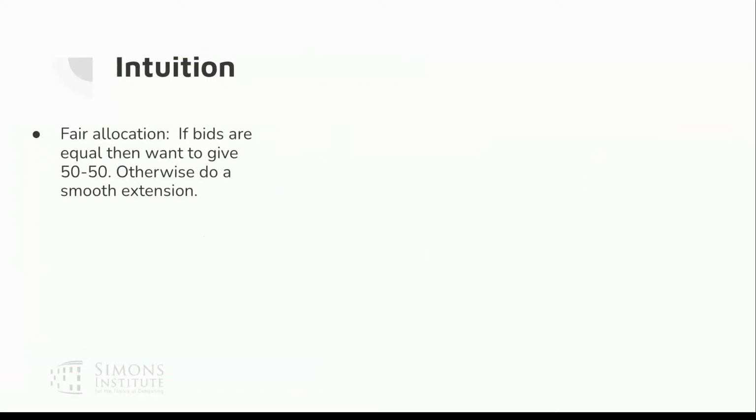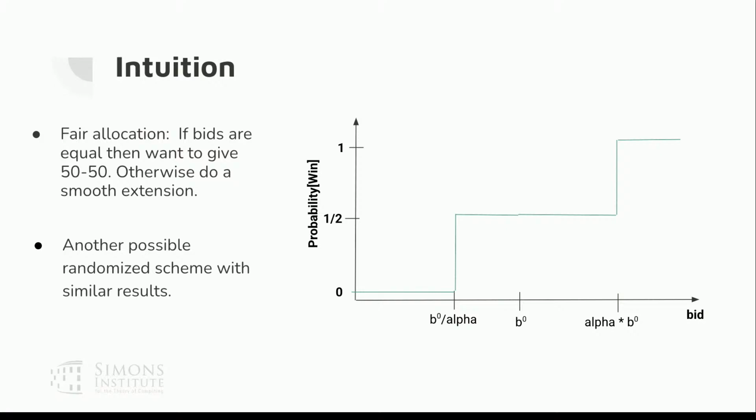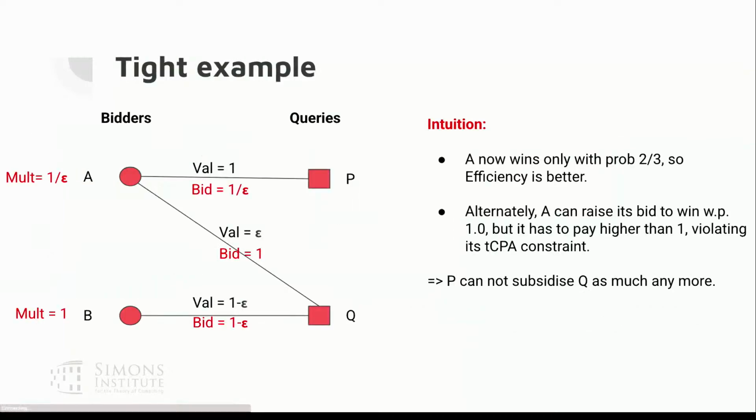What's the intuition here? You can think of it as a fair allocation, in a loosely used term: if the bids were equal, then you ideally want to randomize 50-50. And this is a smooth extrapolation of that. You can think of other such randomized schemes, for example, comparing with a coarse lens. So if the two bids are within a margin, I'm going to think of it as 50-50. Otherwise, there's a winner. And such a thing will give similar results.